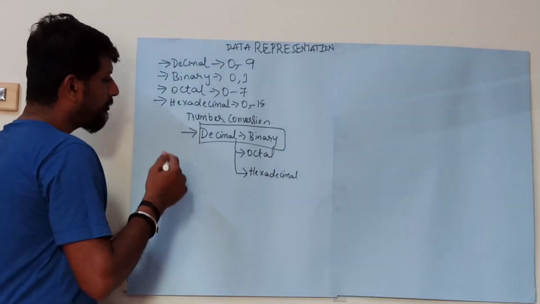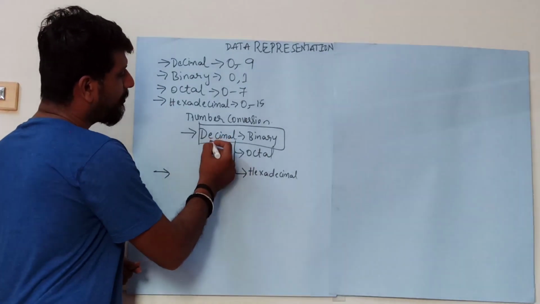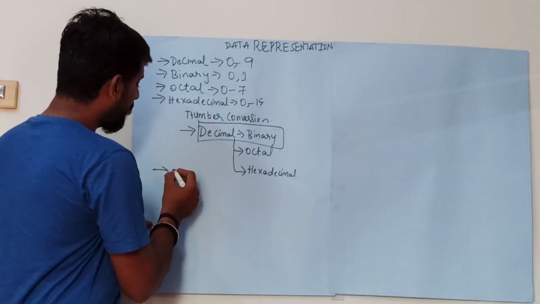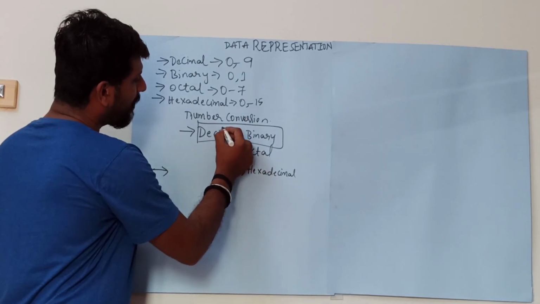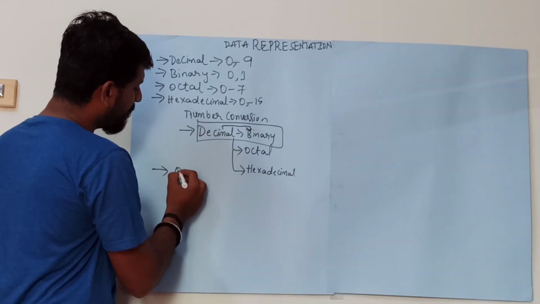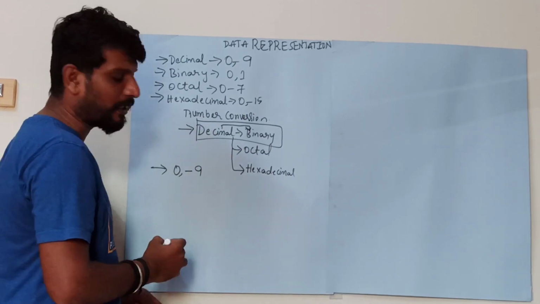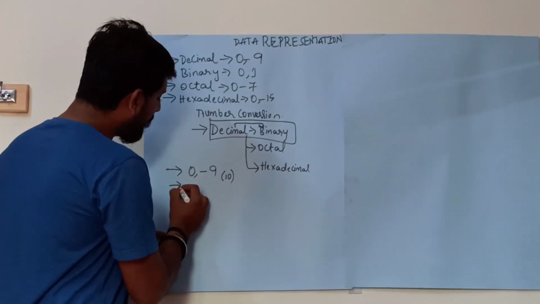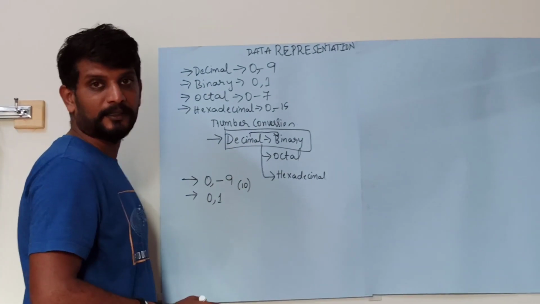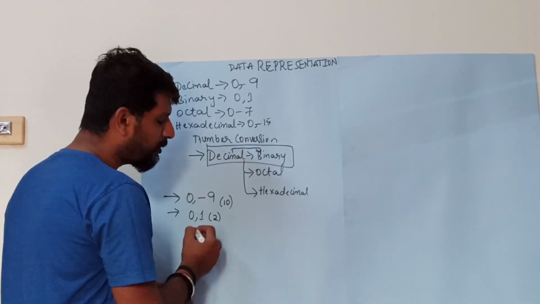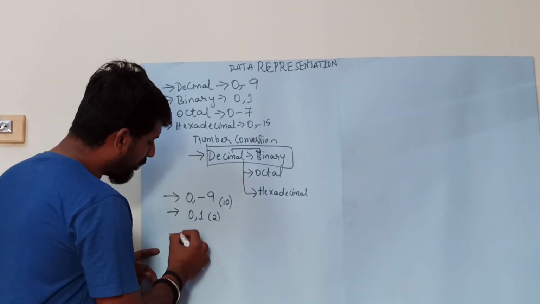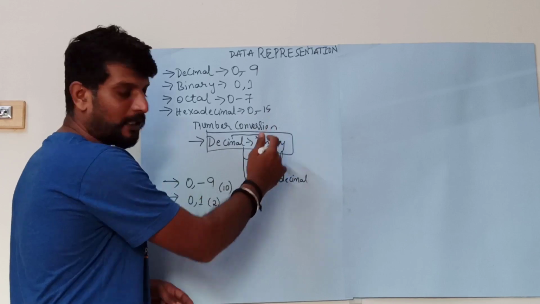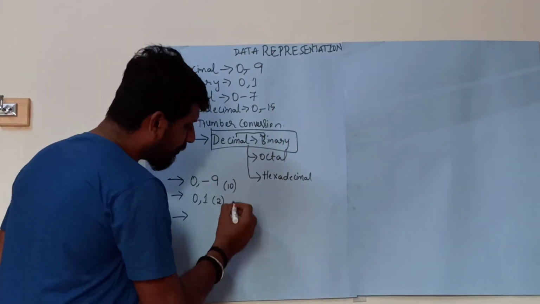Okay. Now, for conversion of a decimal number into a binary number, you have to follow certain steps. As I told you, the decimal number system has the digits from 0 to 9, so the base is equal to 10. Whereas the binary number system has only two digits, 0 and 1, so the base is equal to 2. The first step is, if you have any number that you want to convert from decimal to binary, you have to divide that number by 2.